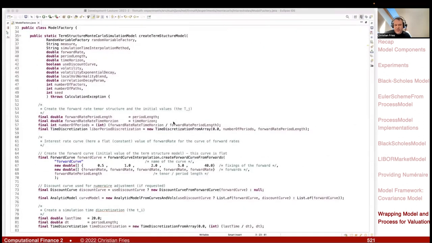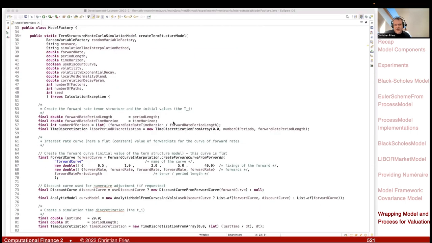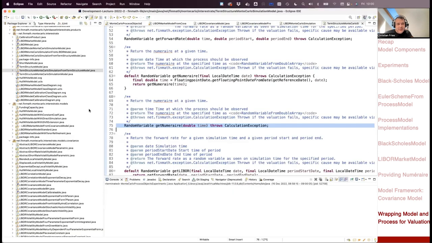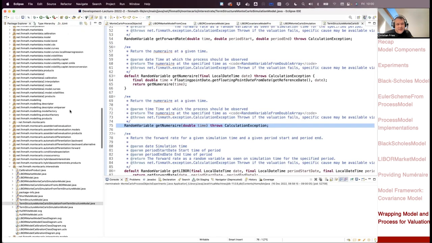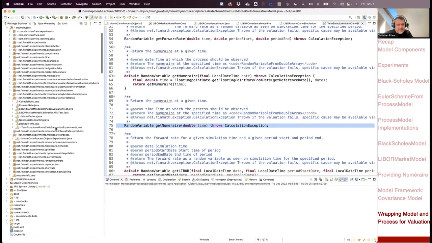finish by showing you here this code that creates the model, because there you have all the building blocks now together. Yeah, it's just two slides, this one and this one, but maybe it's nice to go through this here in the code. So this is in our experiments, the term structure Monte Carlo simulation experiments, where we will create many or conduct many experiments.